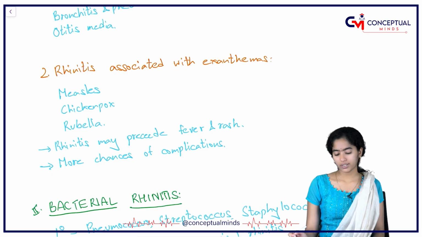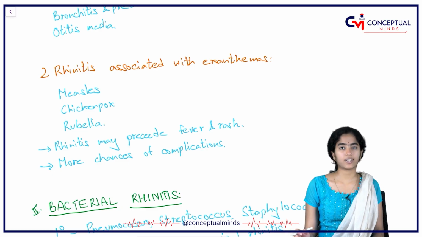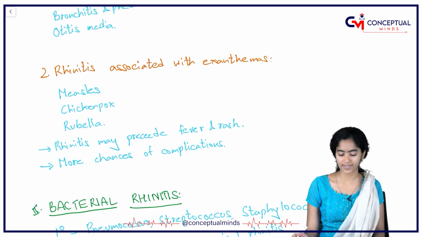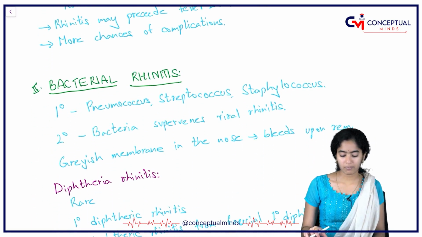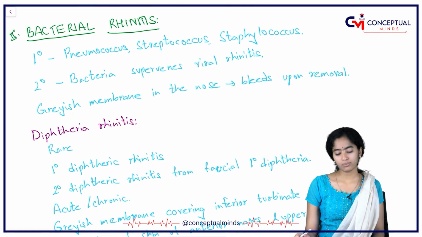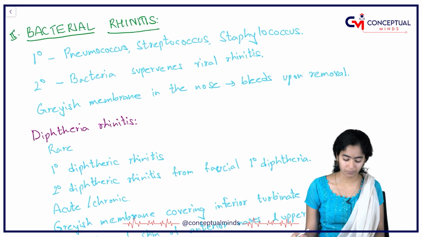And what is important here is in these types of fevers, this rhinitis has a higher chance of getting into complications. More frequency and more severity of complications can occur. Next, we have bacterial rhinitis. Primary bacterial rhinitis can be caused by pneumococcus, streptococcus and staphylococcus, and a secondary bacterial infection is nothing but a bacterial infection that is preceded by a viral infection. Viral rhinitis supervened by bacteria.